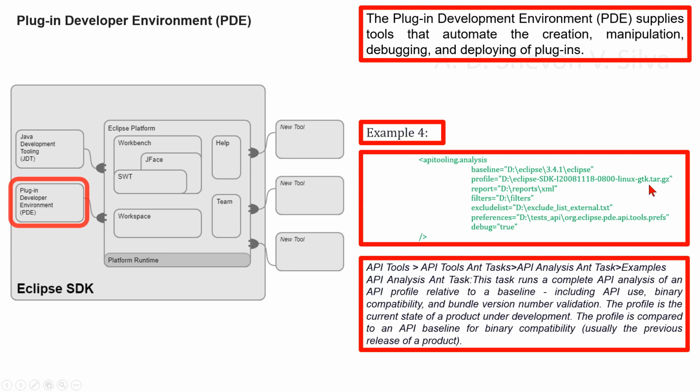bundle version number validation. The profile is the current state of the product under development. The profile is compared to an API baseline for binary compatibility, usually the previous release of a product.